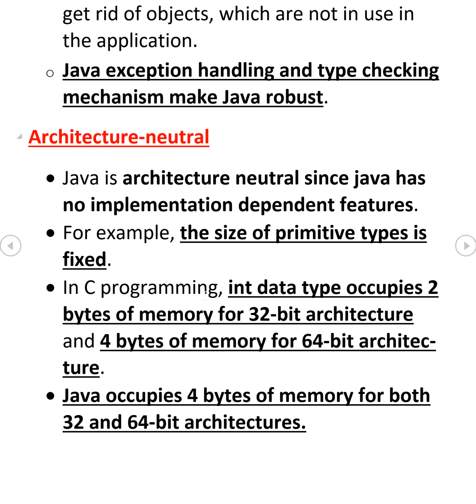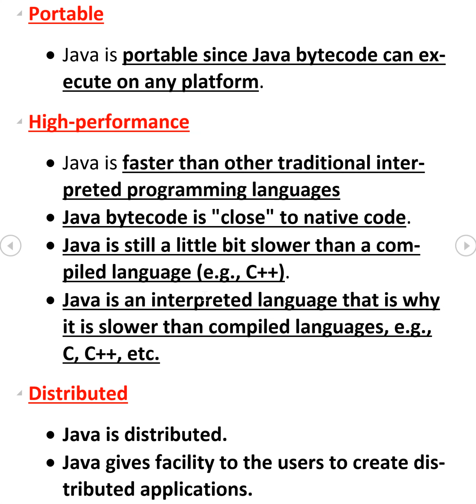Like in C++ or C, if we define an int type of data, it will occupy 2 bytes of memory for a 32-bit architecture system. If you have a 64-bit system, it will give you 4 bytes of data. But in Java we have 4 bytes of memory for both 32 and 64-bit for the integer type of data. Next is portability.